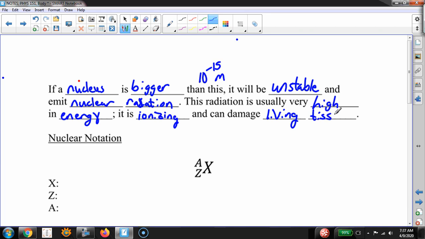Many of you will use ionizing radiation as a tool or a diagnostic technique in your career, so it's important to know about it.